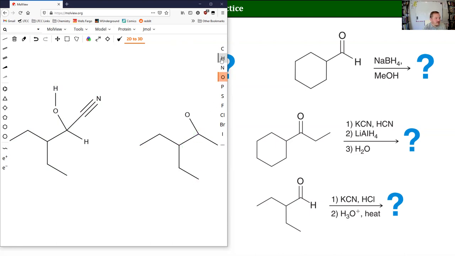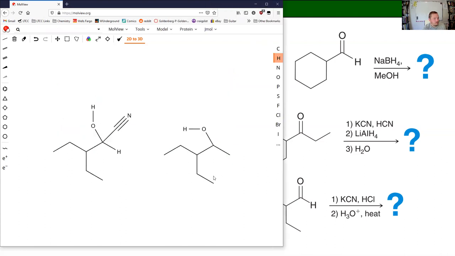So our OH is still going to stay there. We broke off the, and this was a hydrogen, because it's an aldehyde we're dealing with. We're going to break off the nitrogen and turn it to the carboxylic acid. So our final product would look like this.